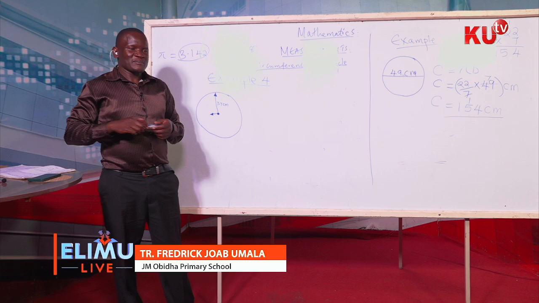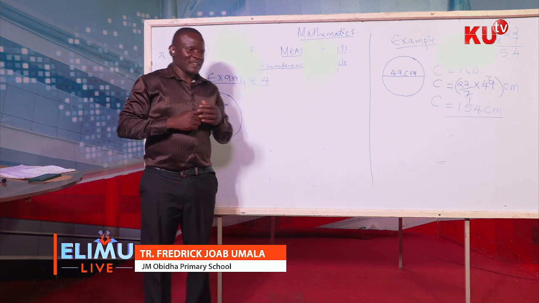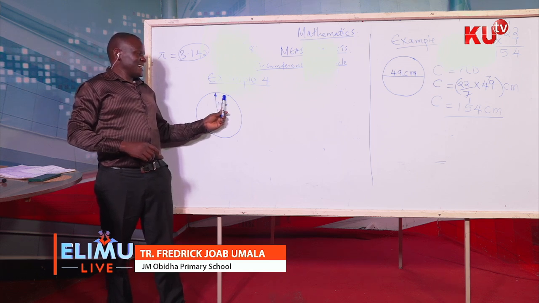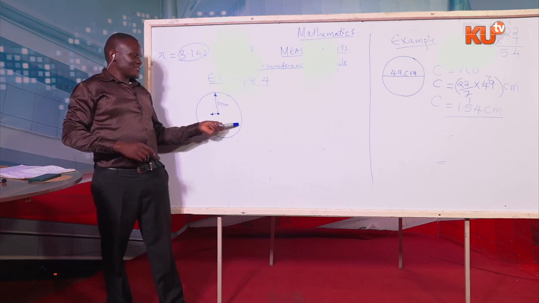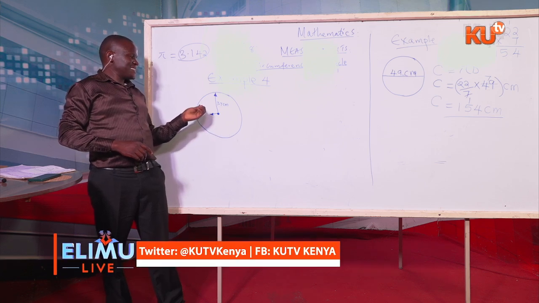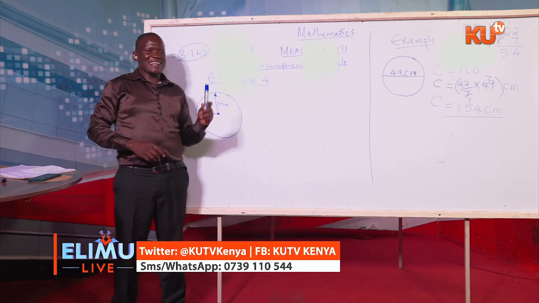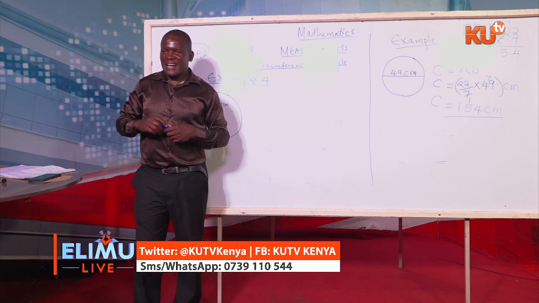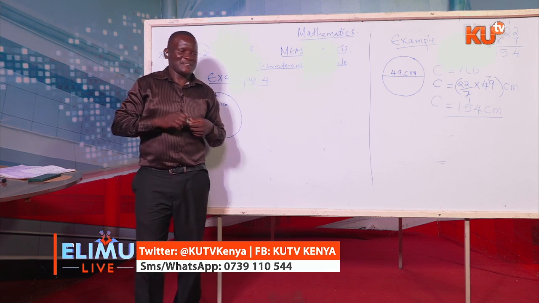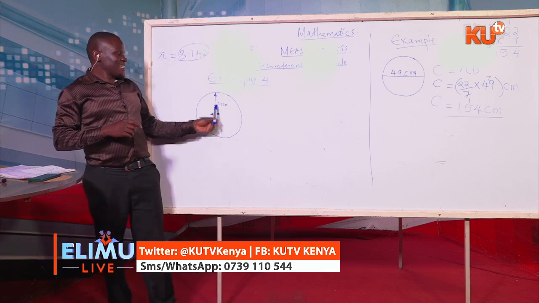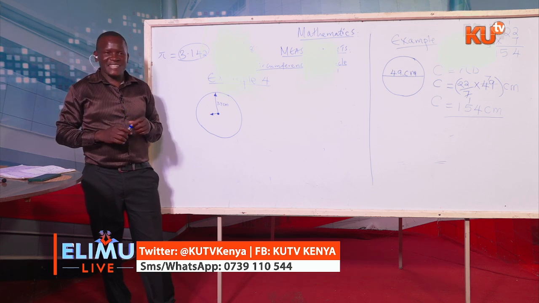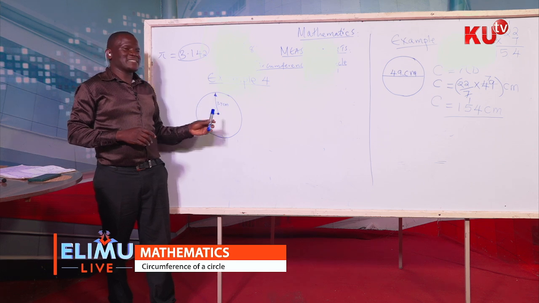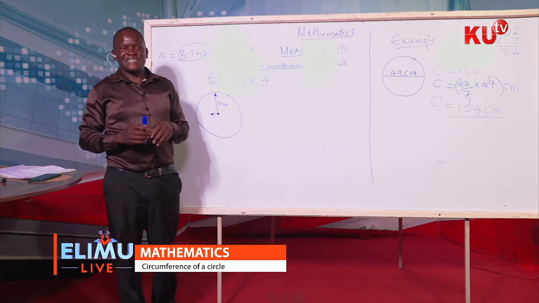You will all agree with me that whenever our minute hand ticks around up to where it started, it will have covered 60 minutes. And 60 minutes is the same as 1 hour. And also, learners, the minute hand in our case represents the radius of our circle.